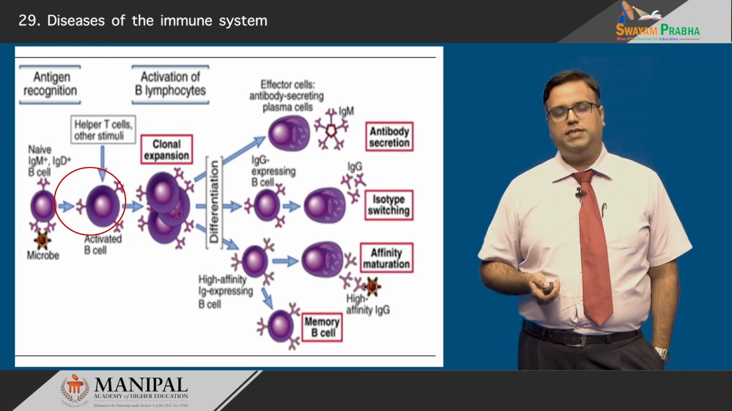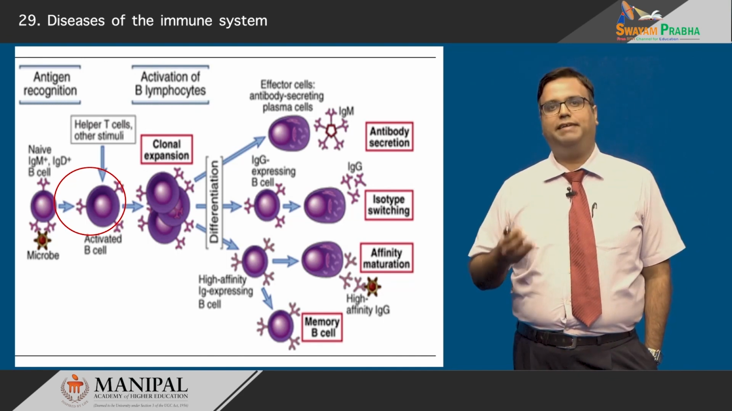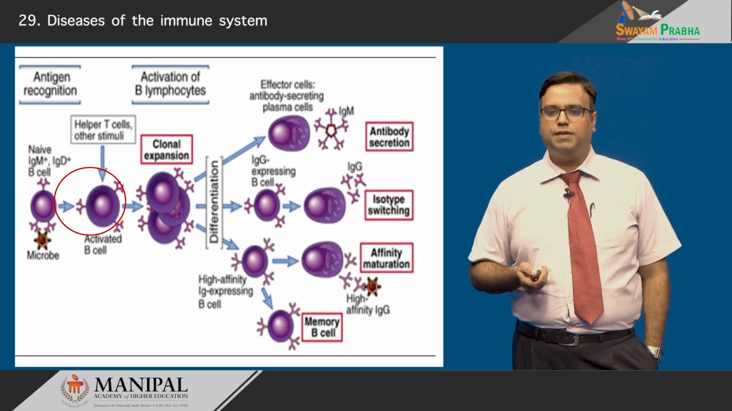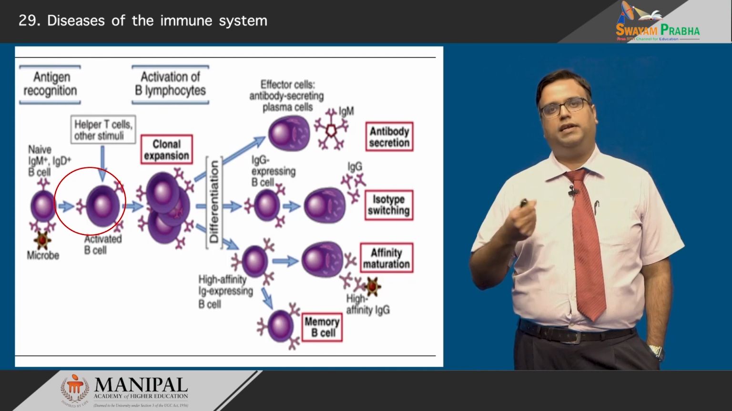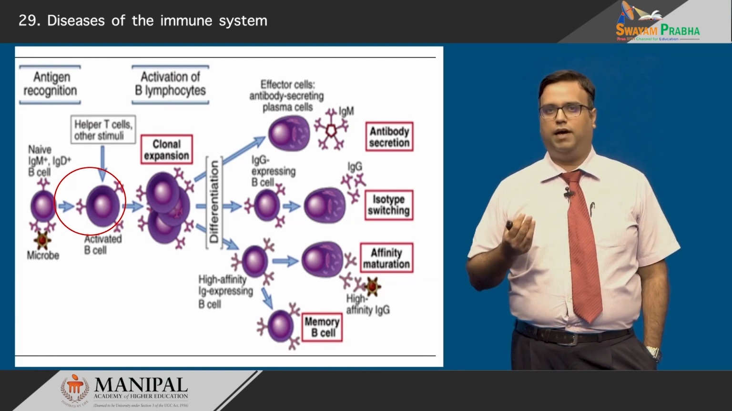And last but not least is the differentiation to what is called the memory B cell. Literally it retains the memory of the inciting insult. So when a similar epitope or antigen is delivered to the body, it can produce a lot of immunoglobulins right up front.